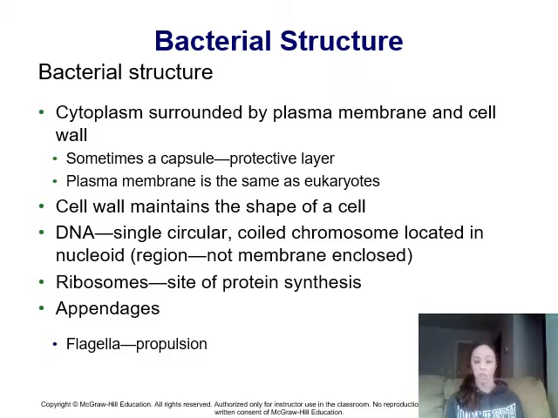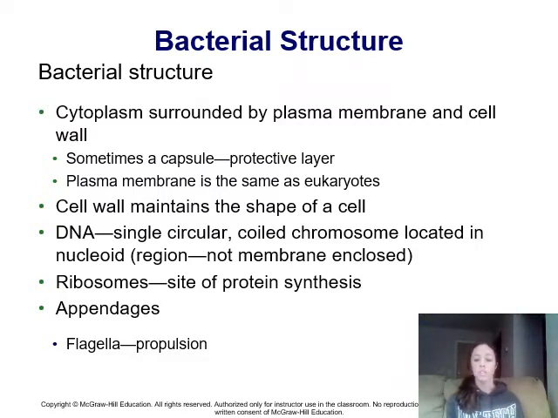So prokaryotic structure, bacteria being one of the more well-known prokaryotes, is going to have a cytoplasm, just like eukaryotic cells, surrounded by a plasma membrane. And then a lot of bacteria are going to have a cell wall, which just helps reinforce the plasma membrane, and also helps protect bacteria from anything that might try to destroy it. It is going to have a capsule, which is a protective layer. And the plasma membrane is going to be the same as eukaryotic cells, so that double layer of phospholipids.